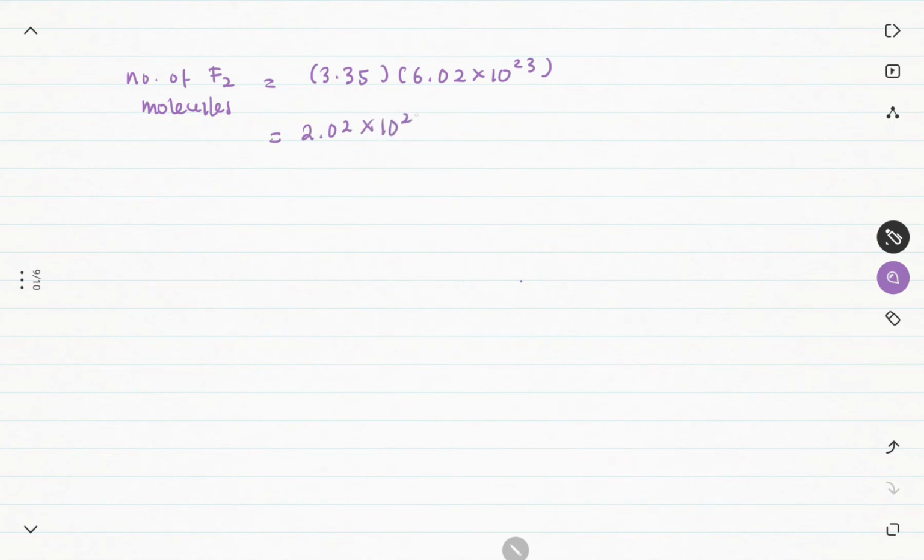So number of F2 molecules is equal to 3.35 times 6.02 times 10 to the power of 23. So you will get 2.02 times 10 to the power of 24 F2 molecules.